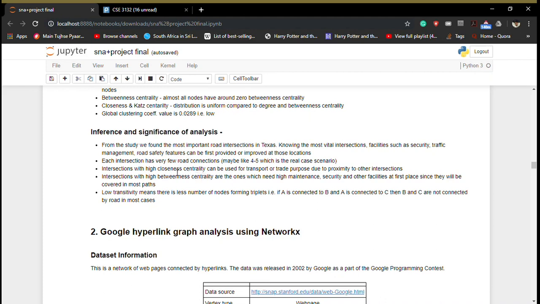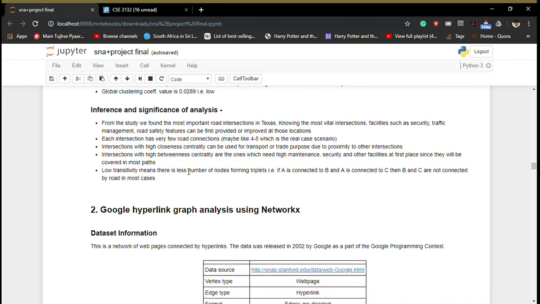So if a node's closeness centrality is very high, then we can use it for transport or trade purposes because it's very close to other intersections. And from betweenness centrality, we know which roads will need high maintenance because they will be used very much, and security and other facilities as well.